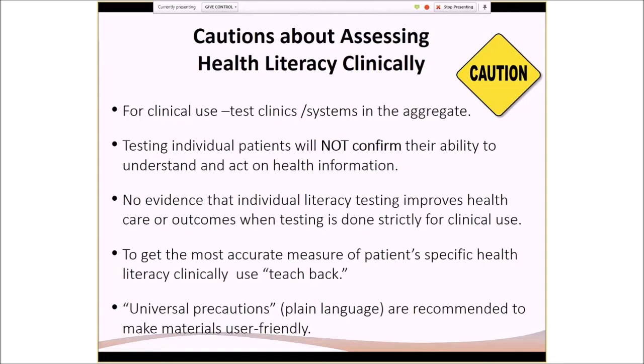Also, universal precautions. We should assume that everybody is going to struggle to understand what we tell them. And so we need to use plain language and teach back, and we need to have user-friendly materials. And increasingly, that's hard. Like with adolescents, they probably wouldn't respond to a handout, but they might to a text or a YouTube. So how do you reach the audience that you want to reach?